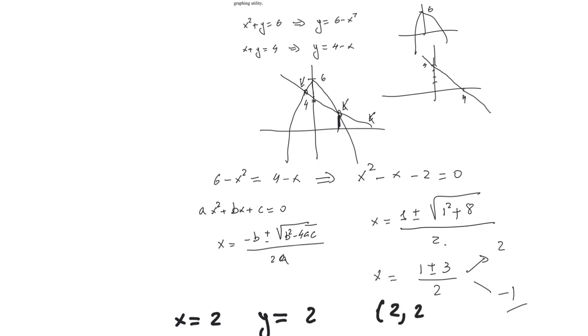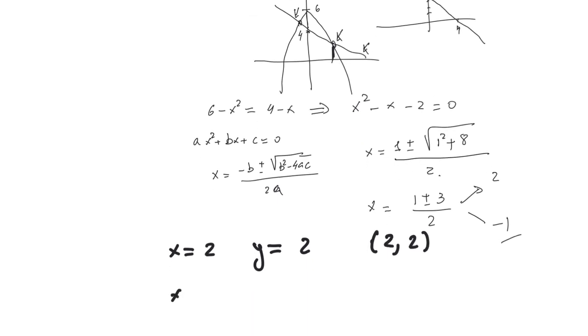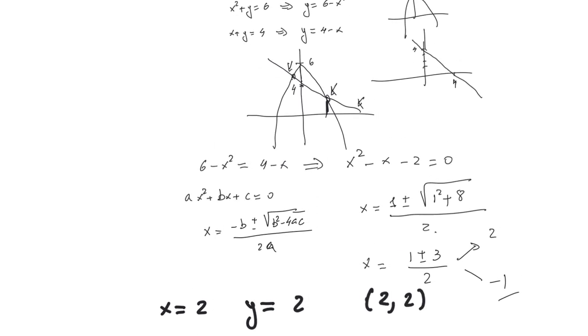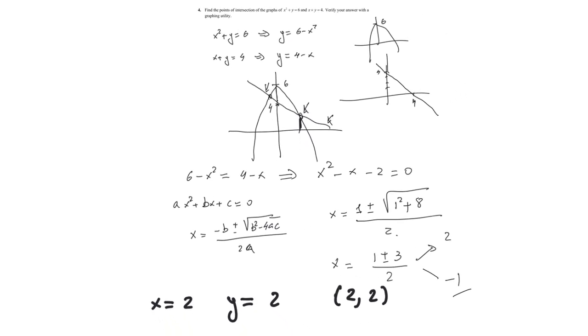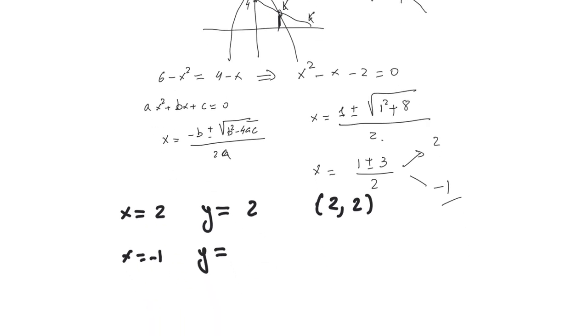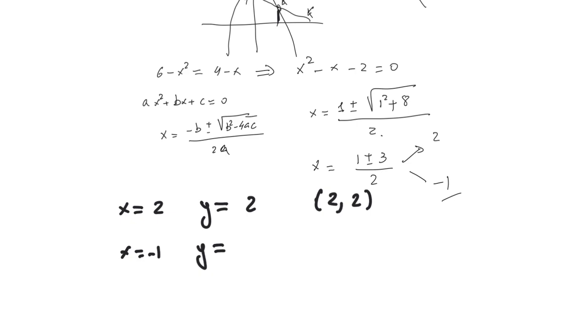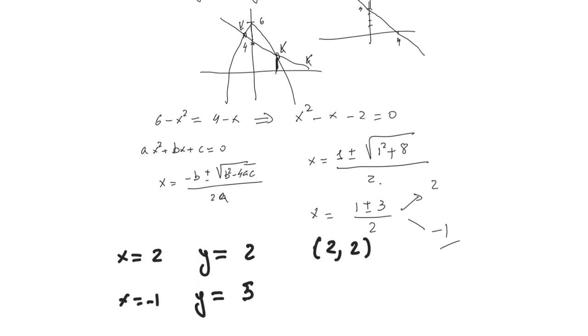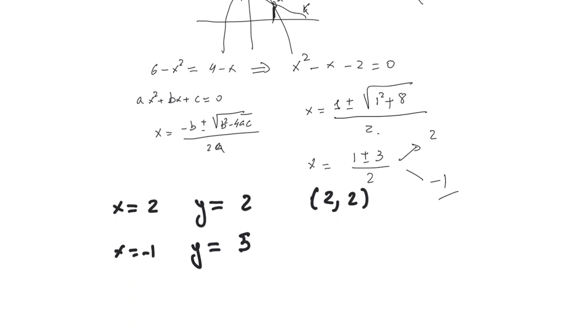Now if x is minus 1, I can look at the y in the rectilinear line or in the inverted parabola, and it will be exactly the same. If I use the rectilinear line, when x equals minus 1, 4 minus minus 1 is 5. So it is the point x equals minus 1, y equals 5. So it's the point minus 1, 5. These are the 2 points of intersection.